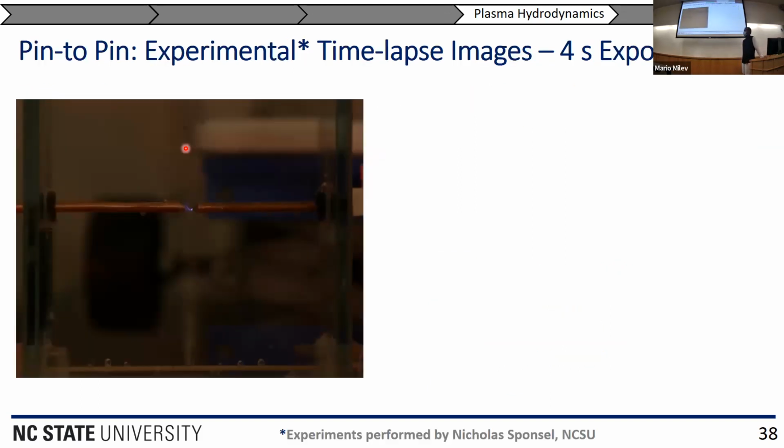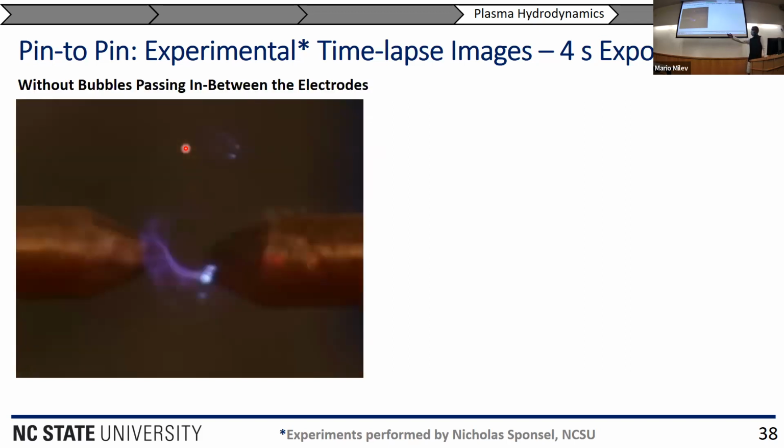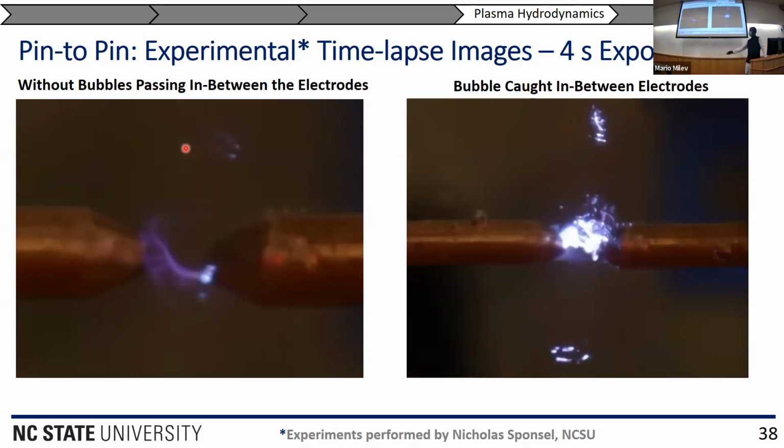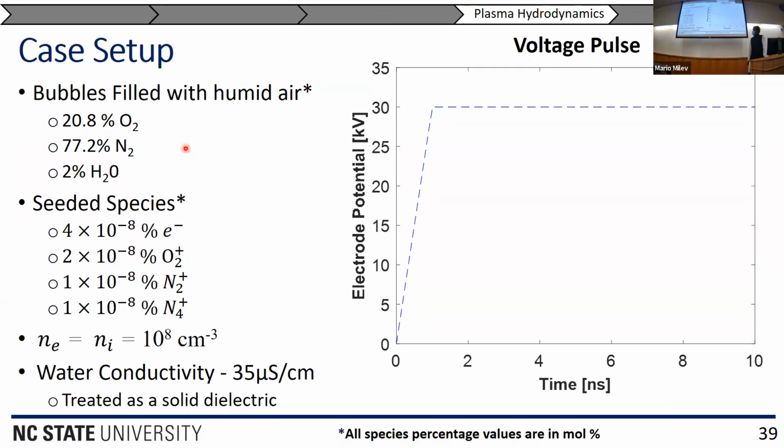So Nick has once again produced some wonderful experimental images showing that without bubbles passing between the electrodes, we do see some plasma activity. It's not nothing. But then once we do have bubbles passing between the electrodes, you definitely see way more plasma activity, so much so that you can see the reflection of that in other bubbles. And so we can clearly see that the bubbles are enhancing the electric field or the potential for plasma to form in the space between the 2 electrodes.